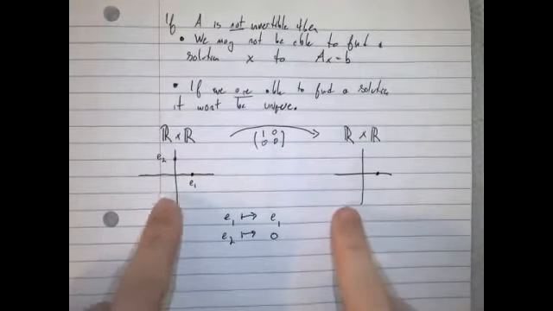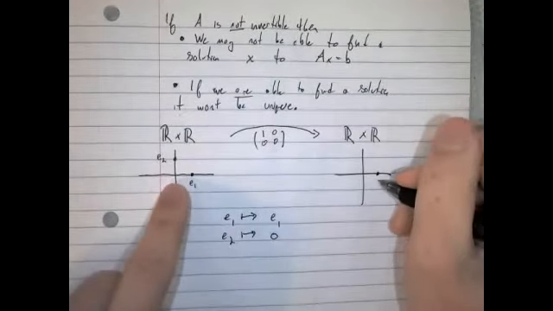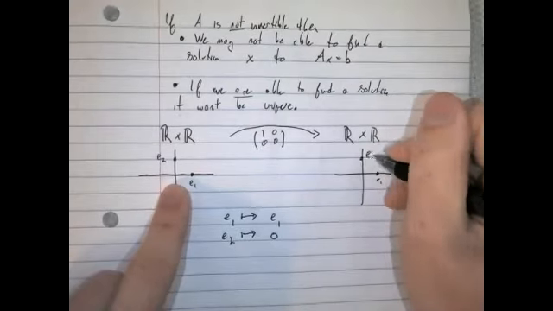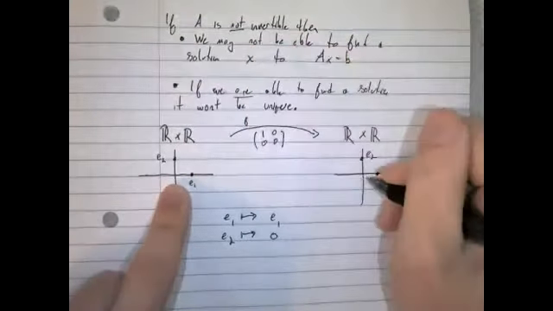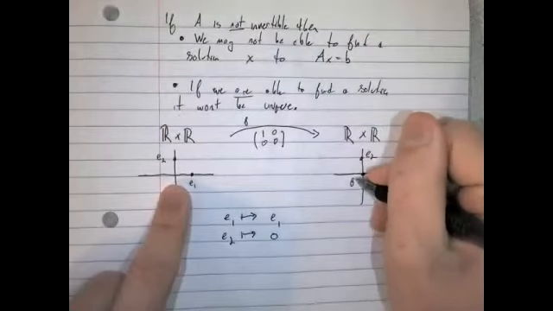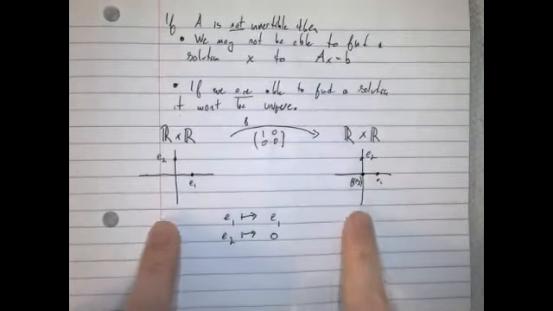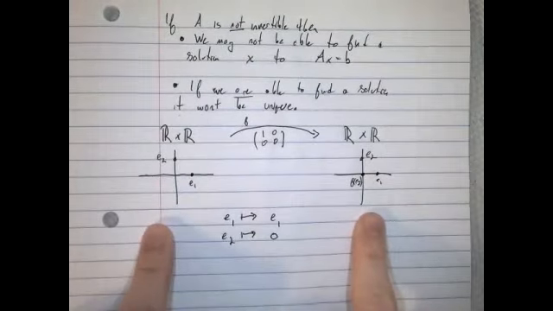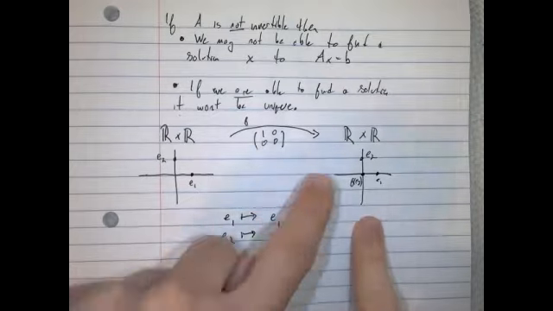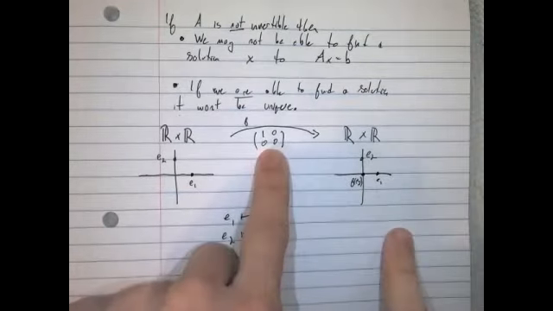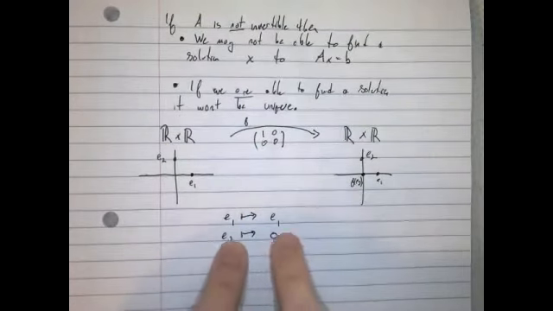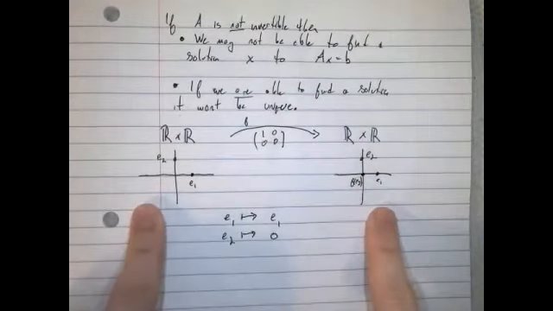Here's E1, here's E2, here's f of E2. Are we okay with the pictures that I've drawn here, and how all this ties together? How this matrix is the same as this linear transformation?